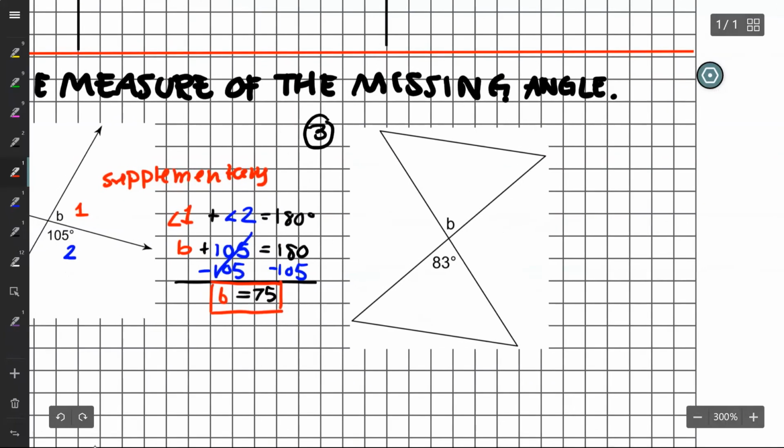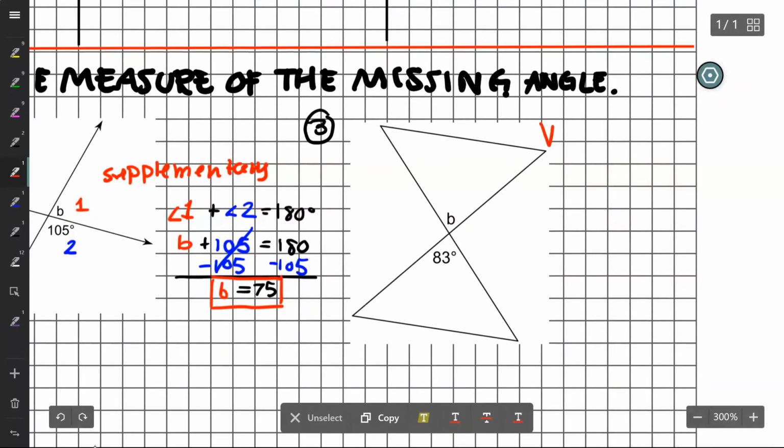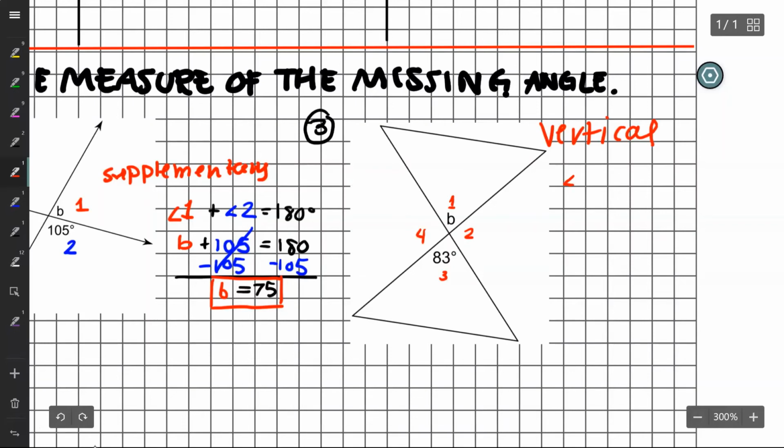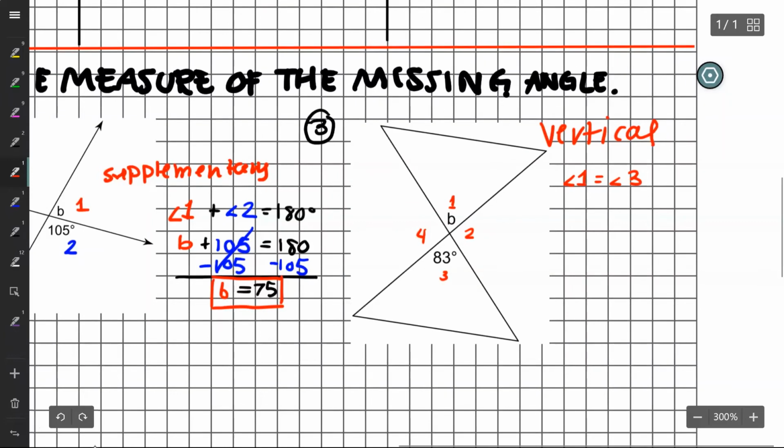Awesome. Last one. So I have angles that are across from each other, so that means that they are vertical, which means that they are congruent. So let's say I have angle 1, 2, 3, and 4. I know that angle 1 equals angle 3.